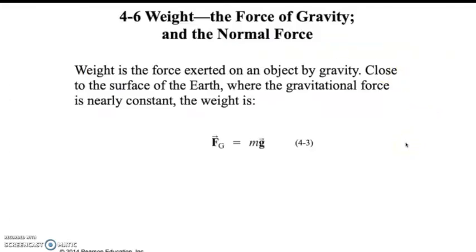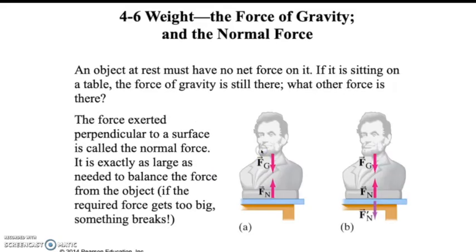Weight, the force of gravity, and the normal force. Weight is the force of gravity exerted on an object. Force of gravity is equal to mass times g. g depends on where you're at on Earth. It's 9.8. An object at rest has no net force acting on it.